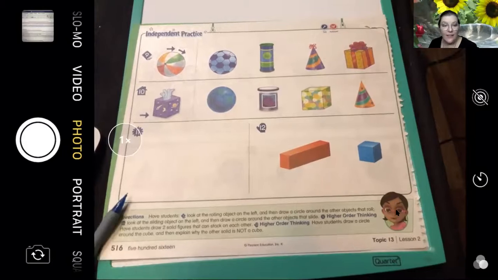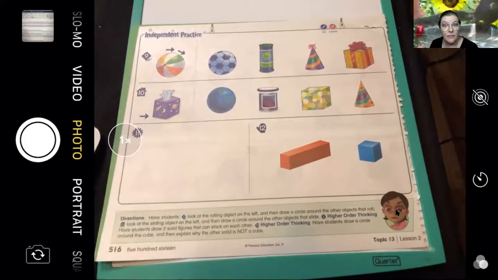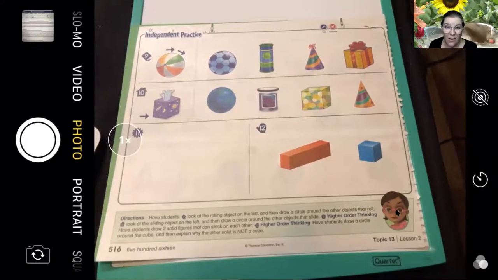On number 11, and if you need to pause, pause me. If you're ready to go on to number 11, here's the question. Draw 2 solid figures that can stack on each other. So you're going to do that now. And go ahead and pause the video right now until you're finished, and then you can click play again.